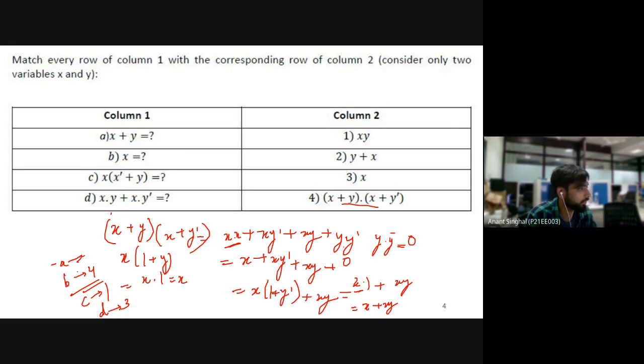Yeah, we all know that this AND gate follows the commutative property. So x plus y will always be equal to y plus x. So the correct answer to this question is A is 2, B is 4, C is 1, and D is 3. So yeah, 2, 4, 1, 3.